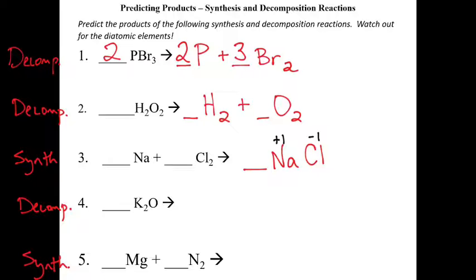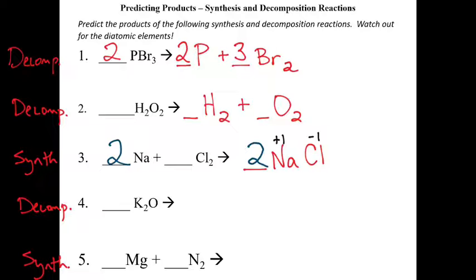Then the last thing I'll do is balance the reaction. I've got 1 sodium on the left, 1 sodium on the right. But I've got 2 chlorines on the left and 1 chlorine on the right. Oh, so if I put 2 NaCl, I can fix it with the 2 there, and now I've got a balanced reaction. So the first thing I did was I worried about my compound and its charges and its formula. And the very last thing I did was, in blue, the coefficients.